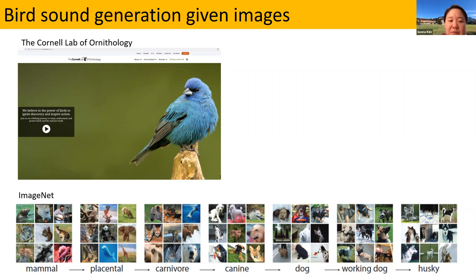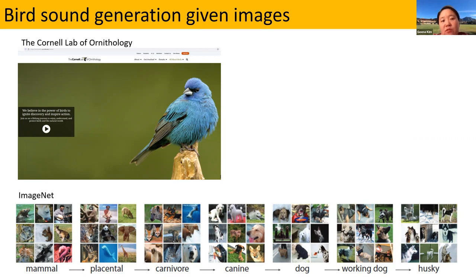That means it has a lot of data, but it also has some categories that are suitable for us. So we didn't need everything, but we sub-selected the birds category. And inside the birds, there are different species of birds. So we had to search which birds from this Cornell lab were included in ImageNet. So we selected six bird breeds.